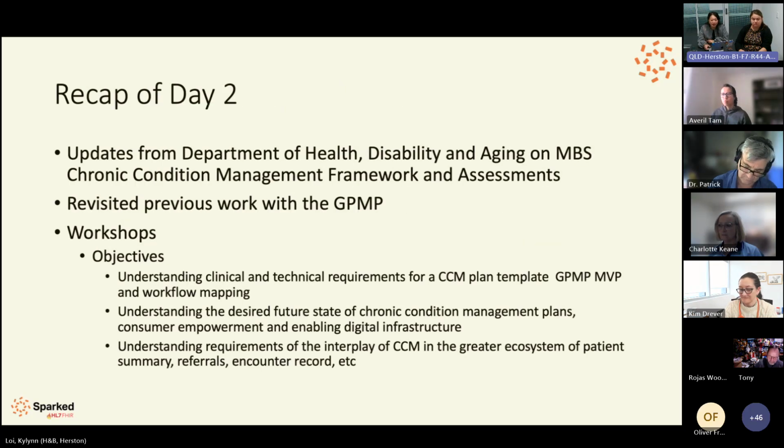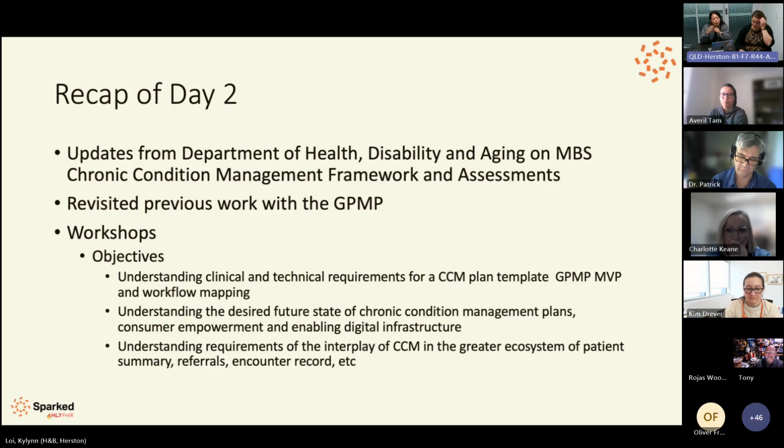Really quickly, before we dive into the data groups from the backlog, we did also have a day 2, which was more of a design meeting, and we had updates from the Department of Health, Disability and Ageing on the MBS Chronic Condition Management Framework and assessments. And we also revisited previous work that we've done as a CDG around the GP management plan and chronic condition management plan. So what we were really trying to do that day was understand the clinical and technical requirements for a chronic condition management as a GP management plan MVP that we were looking to deliver by the end of June next year. So a really short first step.